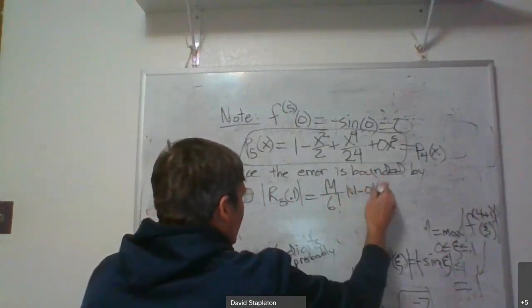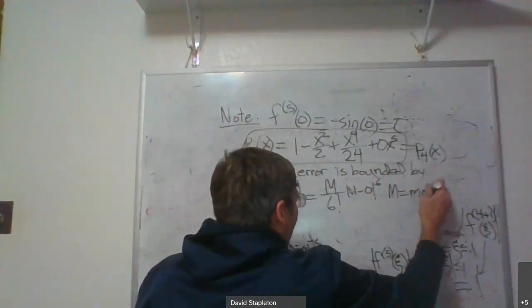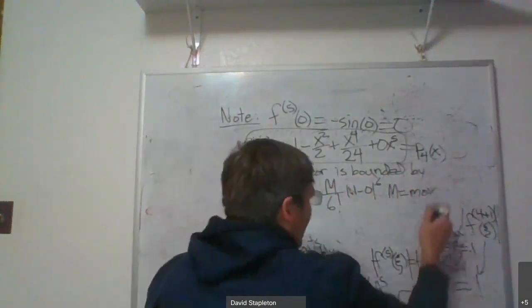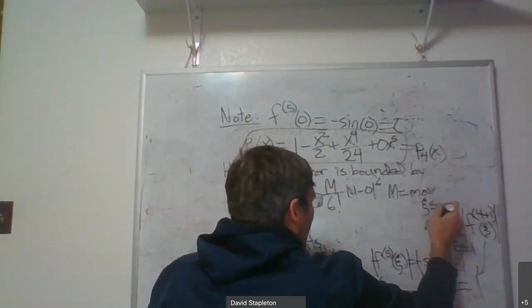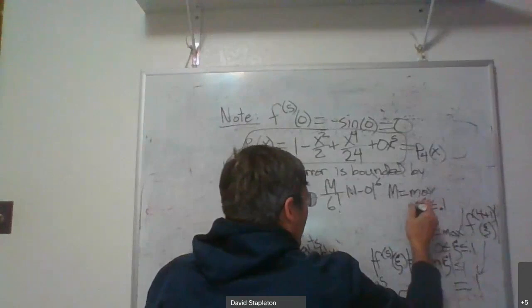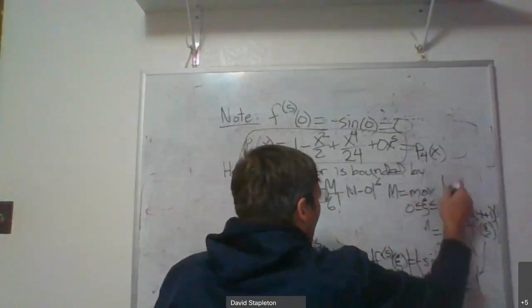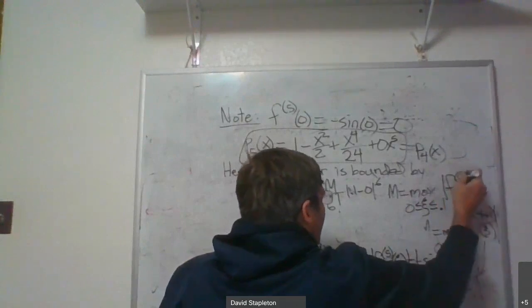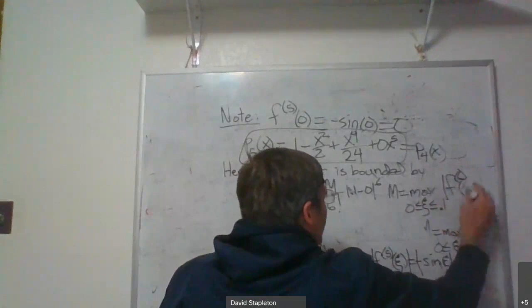Times 0.1 minus 0 to the 6th, where M is a bound, we'll say maximum since it's a continuous function, it has a maximum, over all numbers c over the interval, and the point I'm plugging in is 0.1, of the absolute value of the 6th derivative of c. Like that.